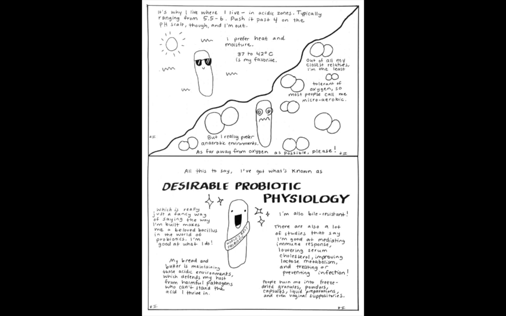I prefer heat and moisture. 37 to 42 degrees Celsius is my favorite. Out of all of my closest relatives, I'm the least tolerant of oxygen, so most people call me microaerobic. But I really prefer anaerobic environments. As far away from oxygen as possible, please. All this to say, I've got what's known as desirable probiotic physiology, which is really just a fancy way of saying the way I'm built makes me a beloved bacillus in the world of probiotics.